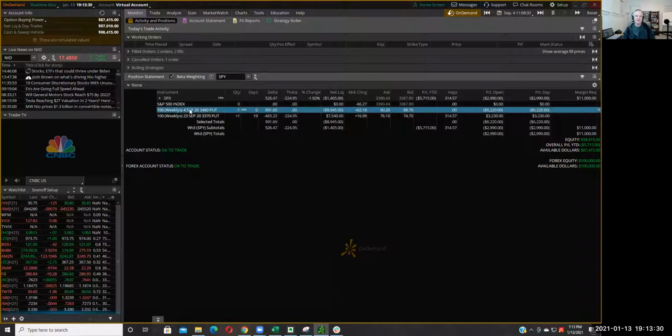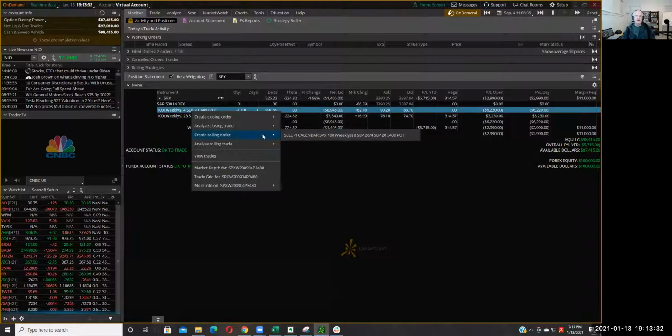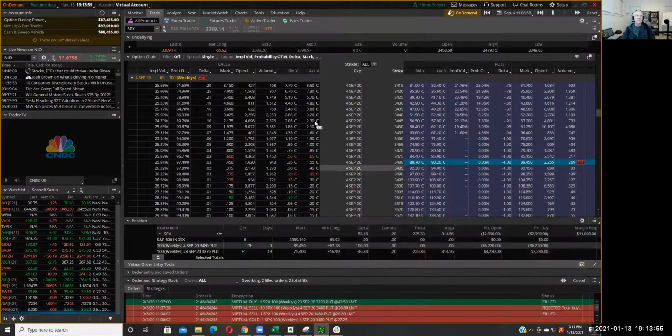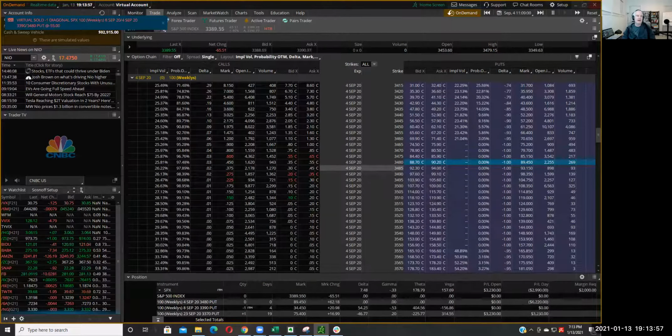So I'm going to take this the 4th, and I'm going to create a rolling order into the 6th, into the next Monday, the 8th, and it's currently trading at 33.88. So I'm going to trade 33.87, and so this is going to be 33.80. That 33.90 will be round up, and it's a $55 debit. So it's going to cost us $5,500 to buy that bad boy back.